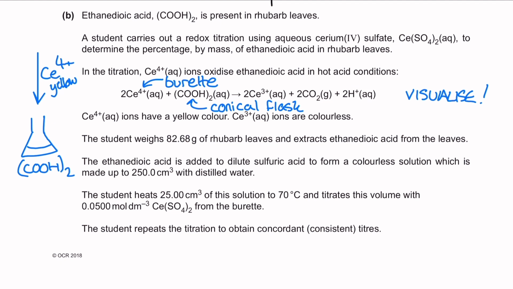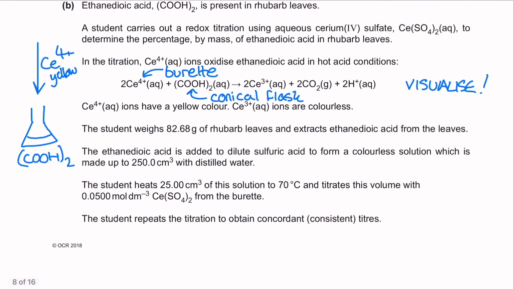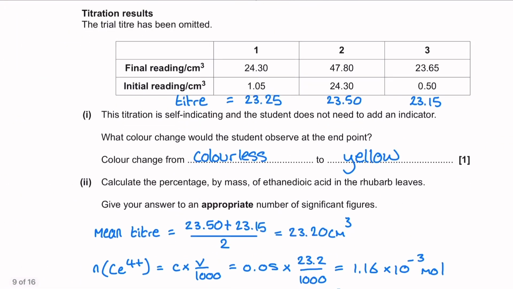And you've got then the cerium 4 plus is added from the burette. I want you to try and visualize this in the exam. Even maybe sketch out what I do here. This is exactly what I would do if I was given this question, or label up the equation with burette and conical flask like I've done here. That might make it even easier for you. They want to know at the start of this question what the color change is. What's the color change for the end point?